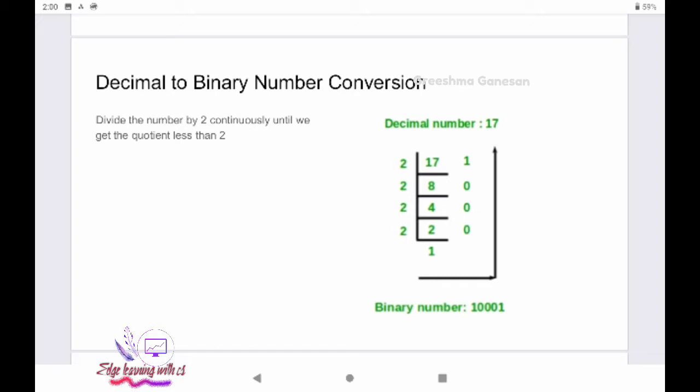So you have to read these remainder values from bottom to top. Then our answer, our binary number, will be 1 0 0 0 1. You are reading the remainders from bottom to top: 1 0 0 0 1.